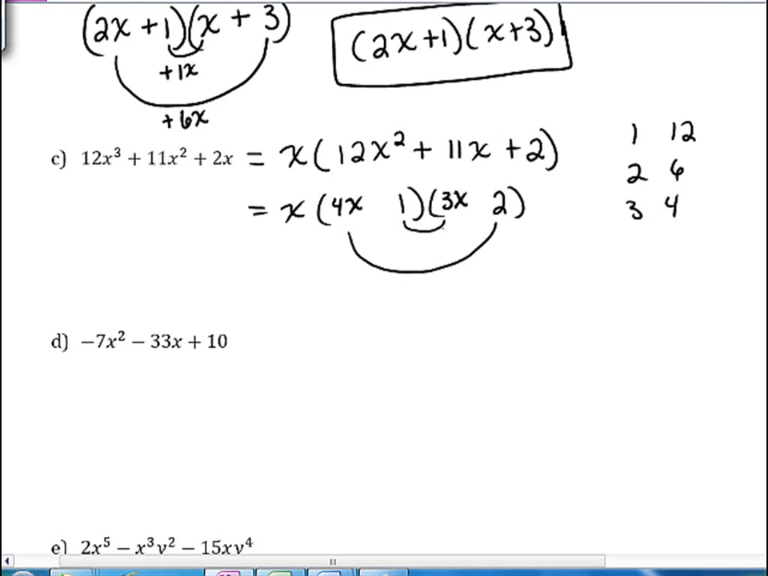When I multiply the inners together, I get 3x. And when I multiply the outers together, I get 8x. And 3x and 8x is in fact 11x, what I need. I need a positive 3x and a positive 8x to create that positive 11x that I need in the middle. So both of these will get a plus sign, and then when we multiply these plain numbers together, we get the positive 2 that we need as well. So our final answer here is x times the quantity 4x plus 1 times 3x plus 2.